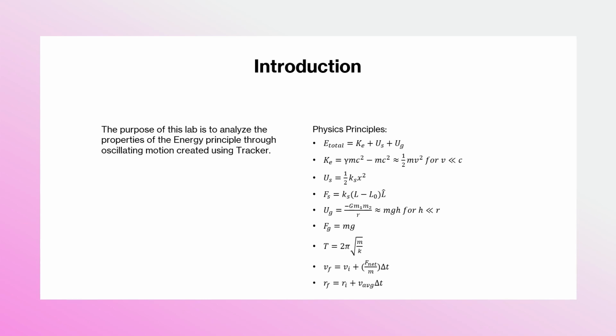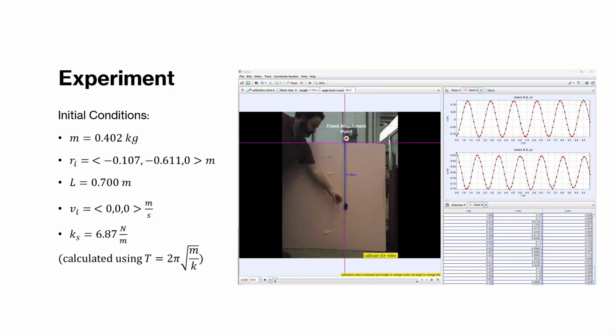Then the forces, the spring force simplifies to k times the change in distance times L hat, and the gravitational force simplifies to mg. Then finally, some basic formulas. The period is equal to 2 pi times the root of the mass over the spring constant, and then the velocity update and position update formulas are below.